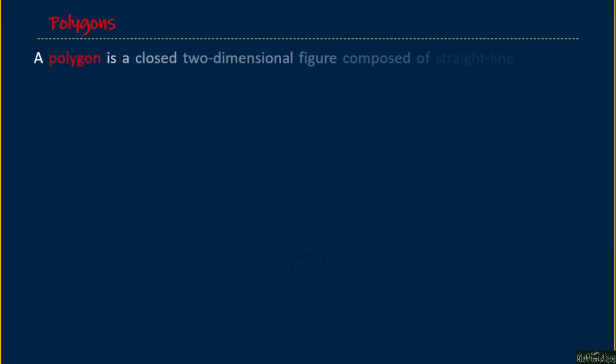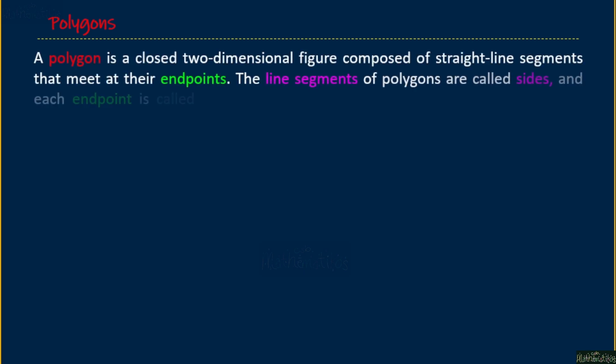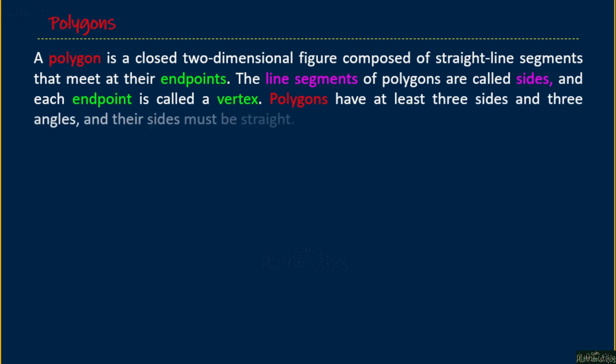Polygons. A polygon is a closed two-dimensional figure composed of straight line segments that meet at their endpoints. The line segments of a polygon are called sides and the endpoint is called a vertex. Polygons have at least 3 sides and 3 angles, and their sides must be straight.